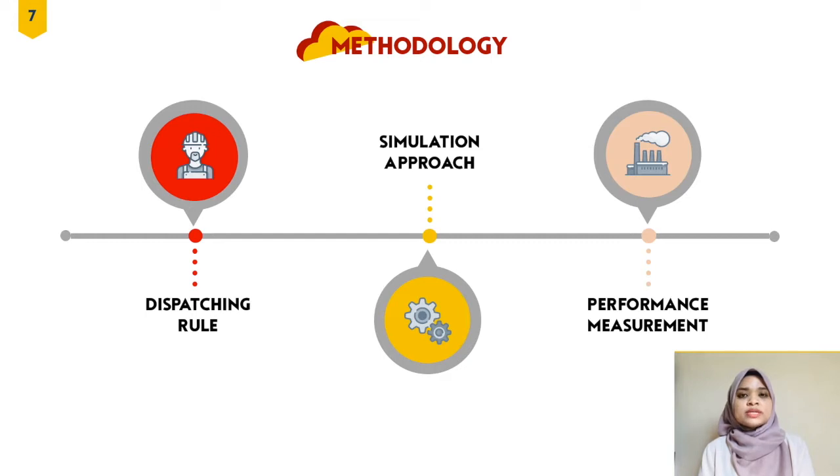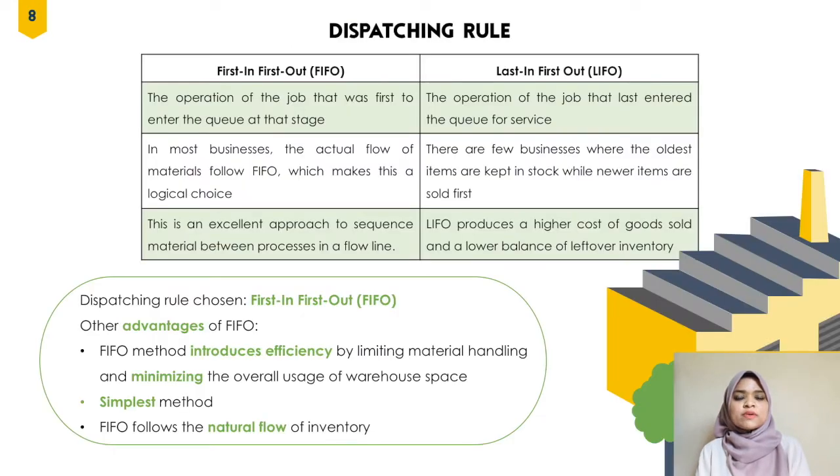The steps that should be done are dispatching rule, simulation approach, and performance measurement. This table shows the comparison of selected dispatching rules, which are first in first out and last in first out. The first column shows the definition of the rules, while the second and third rows show the advantage of each dispatching rule. The dispatching rule that has been chosen for this project is first in first out, or we could call it FIFO.